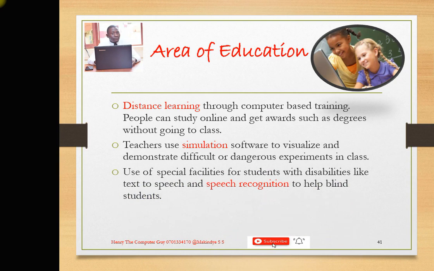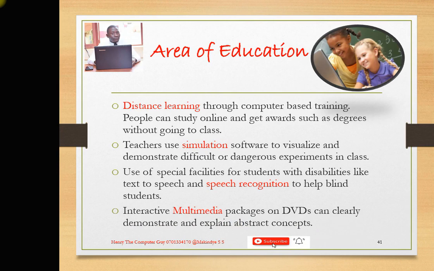And they're telling us about the use of special facilities for students with disabilities, like text-to-speech. Someone who cannot even write can just use a computer. Talk to the computer, and it writes what that person is really saying. And speech recognition to help blind students. For example, someone is not seeing but can talk. So we can use what we call speech recognition. Then a student can access what he or she needs.